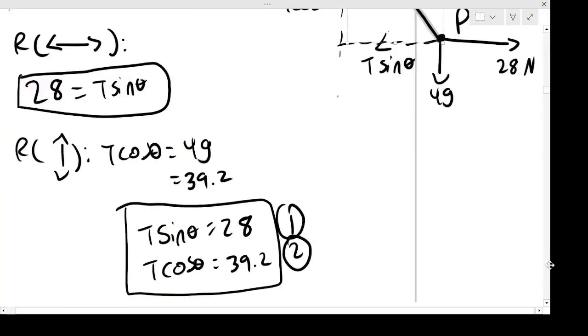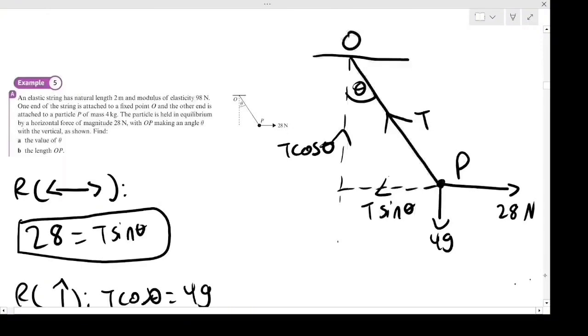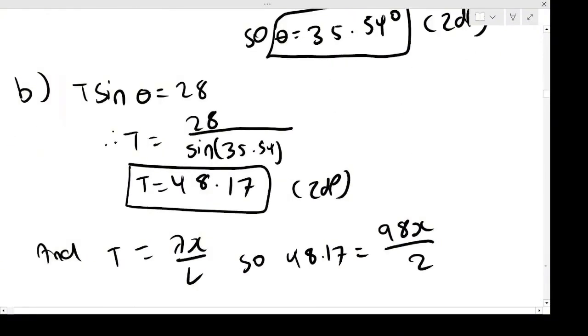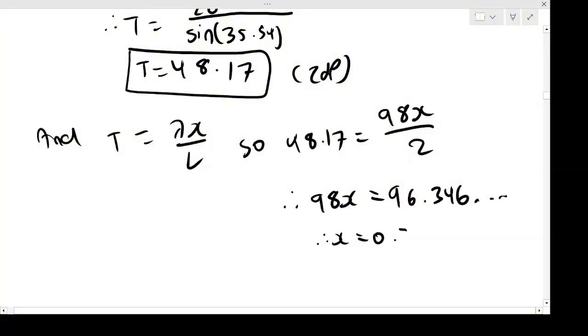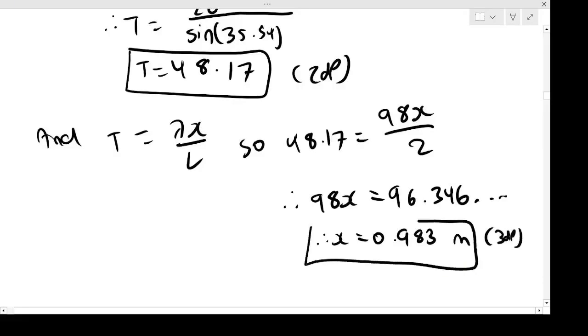I can solve for x, the extension. So that means 98x is 96.346, and so on. Therefore, if I divide by 98, I get x to be 0.983 meters. And there is x.